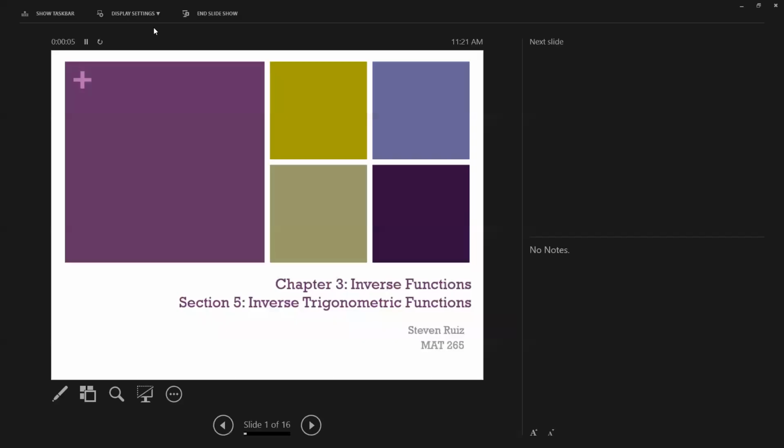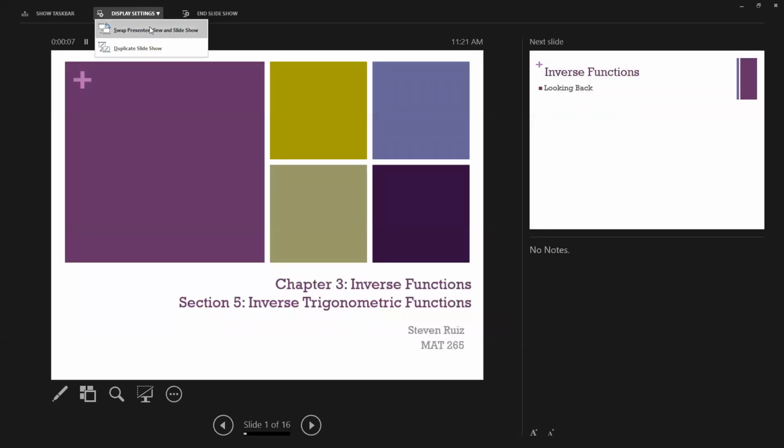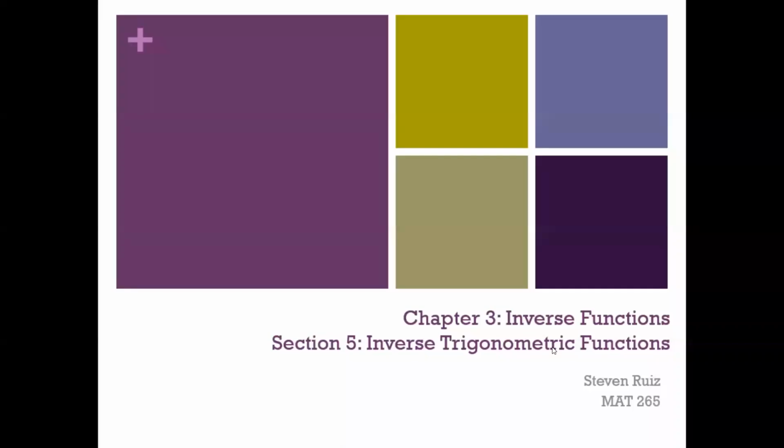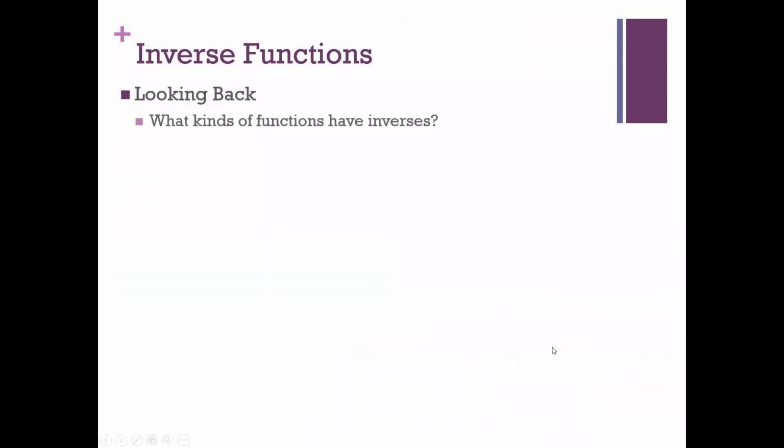All right, so skipping over section 3.4. Section 3.5 is all about inverse trig functions. So I've asked this question before. What kinds of functions have inverses? One-to-one functions. So we know the term. What does it mean for a function to be one-to-one? One input, one output. Do you agree with that?